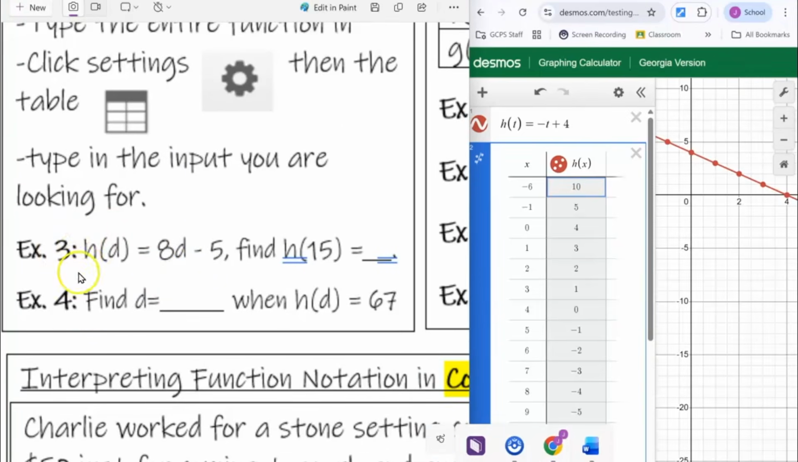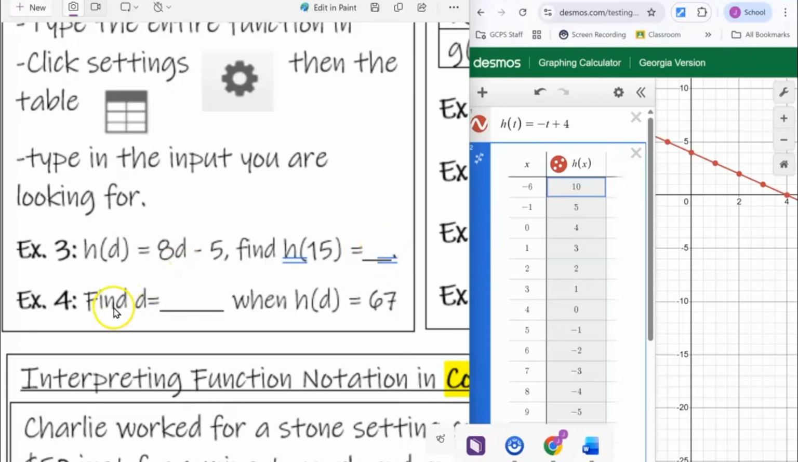Okay, I'm going to do another one just to make sure you're good. So I'm going to do example 3. Actually, you do example 3 and I'll do example 4. So you should be able to do example 3 without my help. Go ahead and type this in again. Hit gear settings, and then with the last number, press enter until you see 15. Write that answer down. Pause the video while you're doing that.